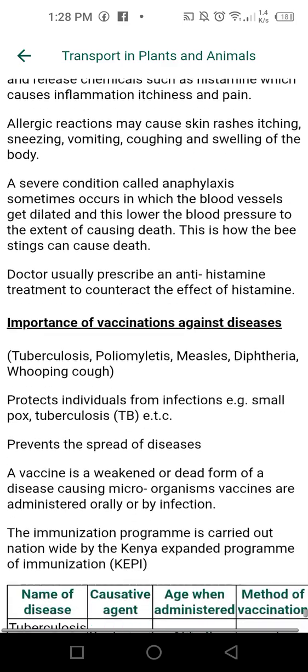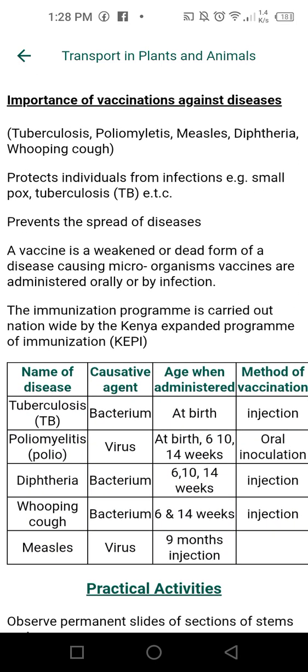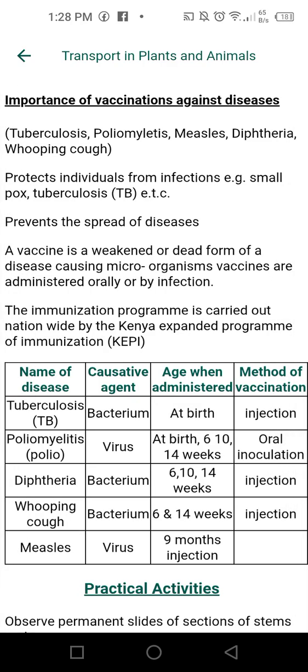Importance of vaccinations against diseases. Vaccines protect against tuberculosis, poliomyelitis, measles, diphtheria and whooping cough. They protect individuals from infections, e.g. smallpox and tuberculosis, TB, and prevent the spread of diseases. A vaccine is a weakened or dead form of a disease-causing microorganism. Vaccines are administered orally or by injection. The immunization program is carried out nationwide by the Kenya Expanded Program of Immunization, KEPI.